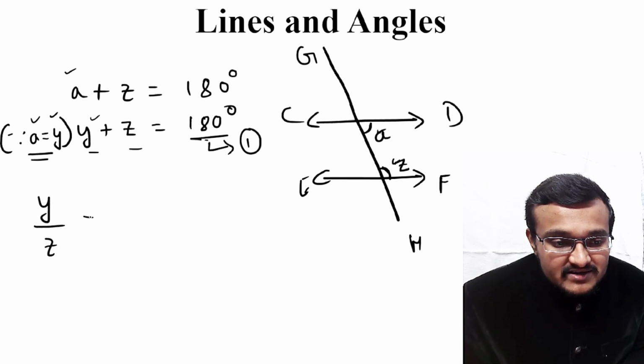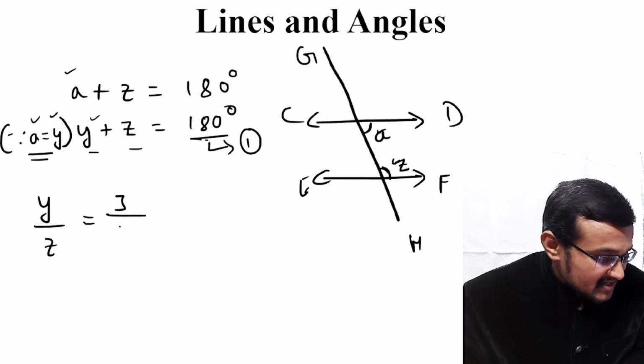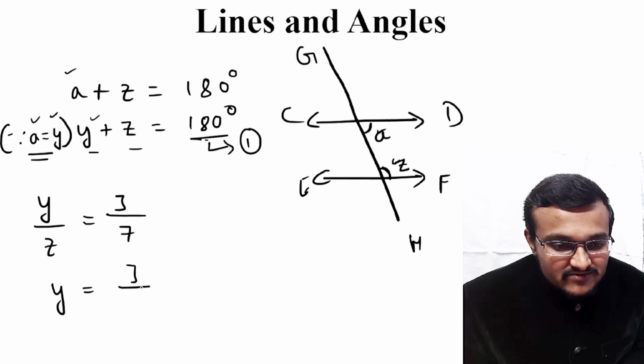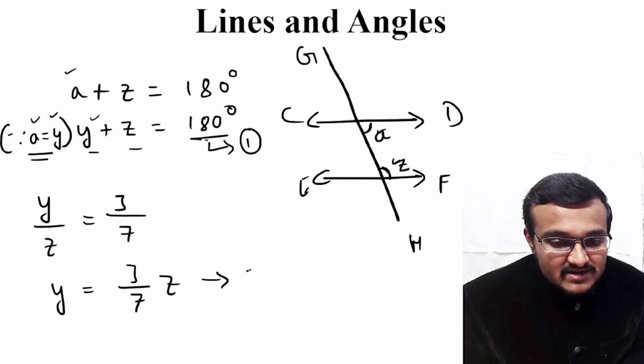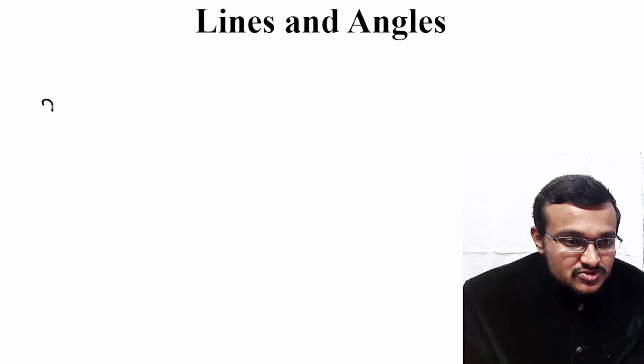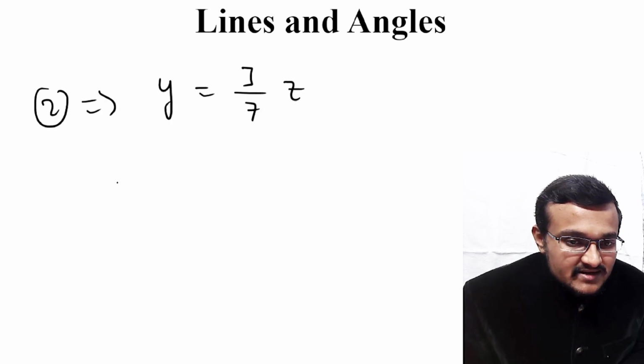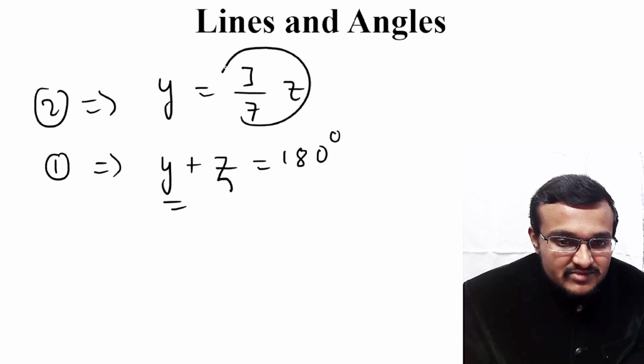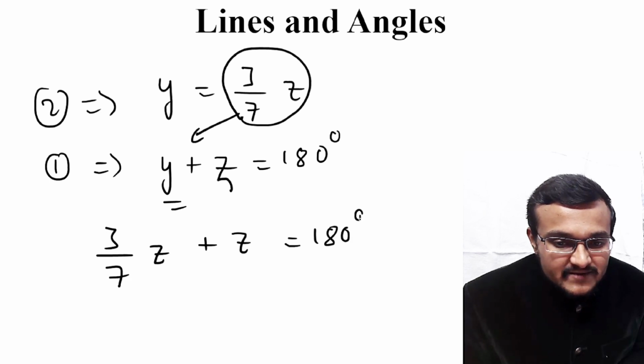One more data which they have given here is Y by Z is equal to 3 by 7. So now Z you can bring to RHS. So that will be 3 by 7 into Z. So equation 2 you can write here. So here equation 2 is Y is equal to 3 by 7 into Z, and equation 1 is Y plus Z is equal to 180 degrees. So in the place of Y you can substitute 3 by 7 into Z.